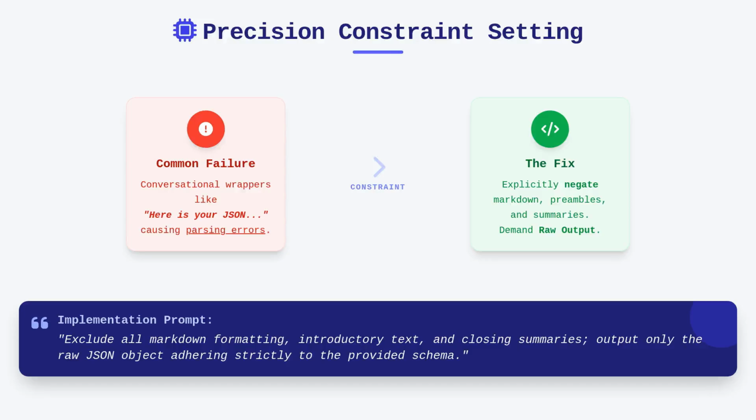This forces the model to ignore its conversational training weights and act solely as a data serialization engine. By treating the AI as an interface layer rather than a chatbot, you leverage these precision constraints to integrate model outputs directly into your existing software pipelines.